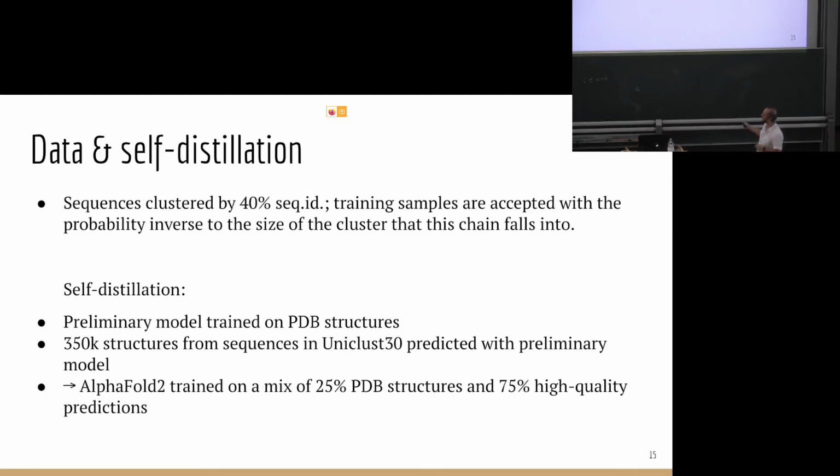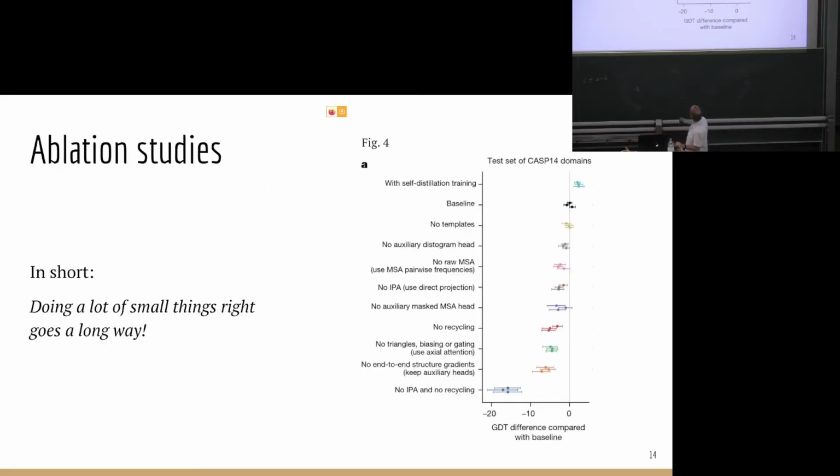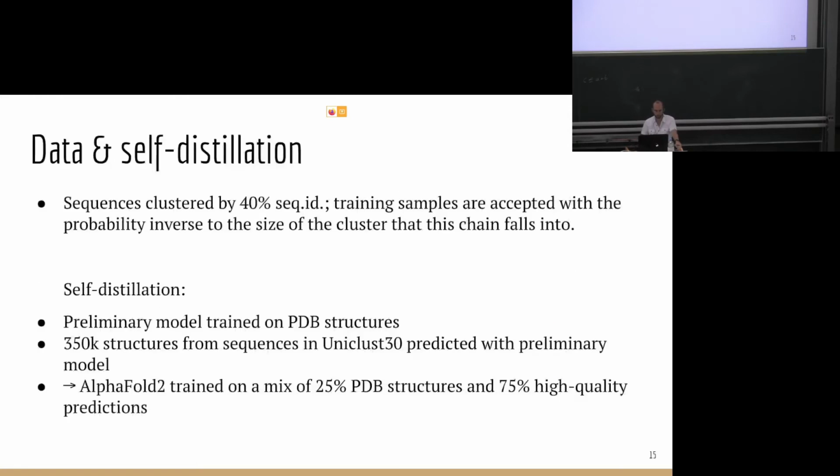And on a mix where there's only a quarter of actual PDB structures in there, and three quarters were just these highly confident predictions. So they had a much, much larger training set to work with, and this worked quite well. As you can see here, this is probably one of the biggest boosts from baseline to self-distillation. That's probably worth more than many of the other concepts here, and it's pretty easy to do. You don't have to implement much for this, right?